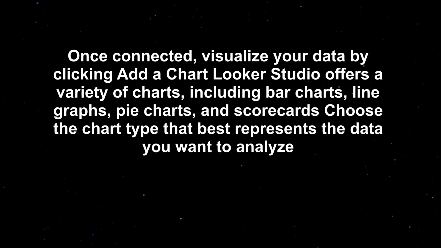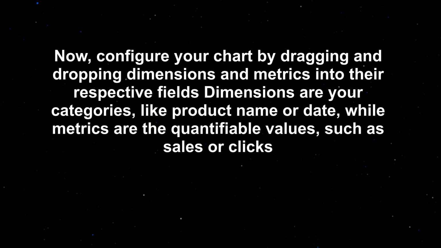Looker Studio offers a variety of charts, including bar charts, line graphs, pie charts, and scorecards. Choose the chart type that best represents the data you want to analyze. Now, configure your chart by dragging and dropping dimensions and metrics into their respective fields. Dimensions are your categories, like product name or date, while metrics are the quantifiable values, such as sales or clicks.